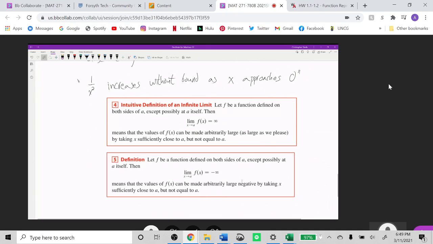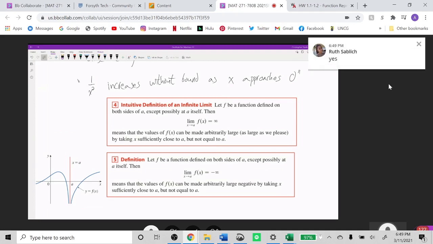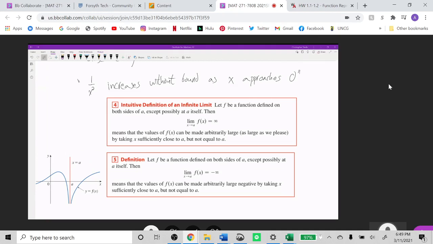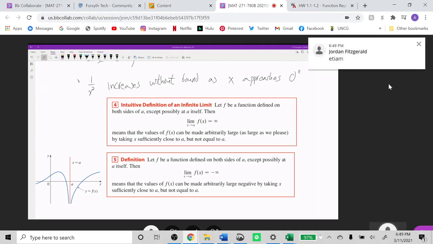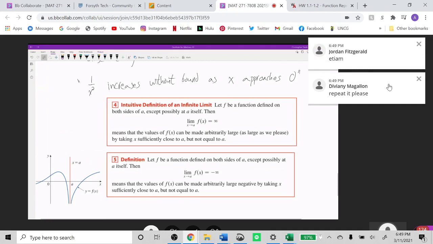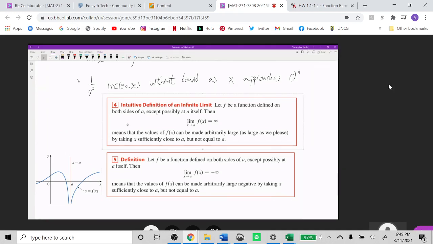The idea is that this can happen with function values going down as well, right? If both branches of my graph can go up, it's a possibility that I can have a function where both branches go down, like in this case. Does that make sense? That's nothing groundbreaking per se, right? This definition 5 here is the same as definition 4.